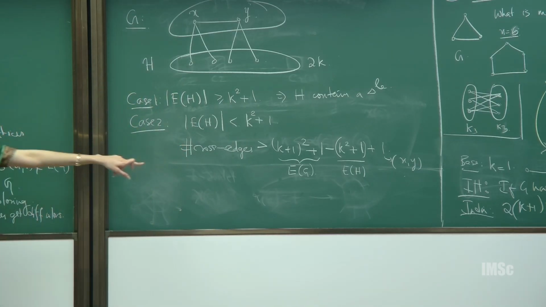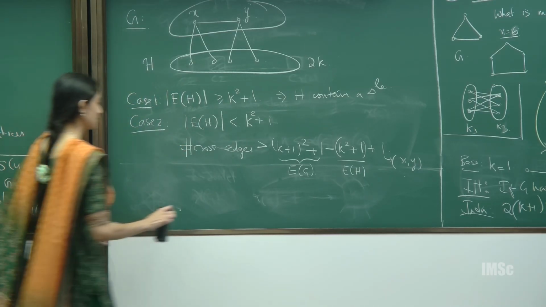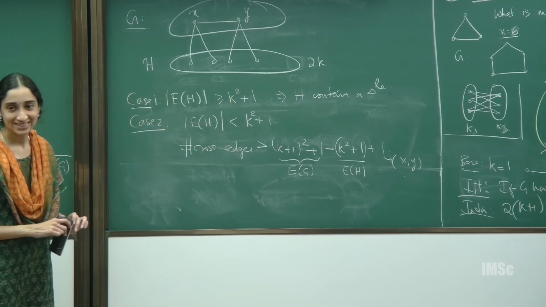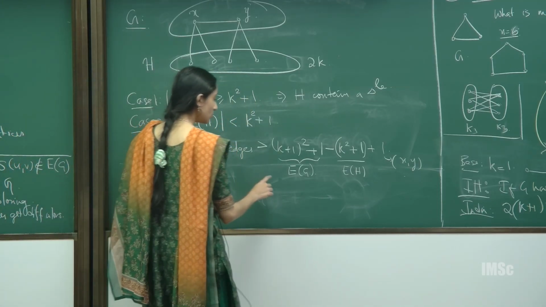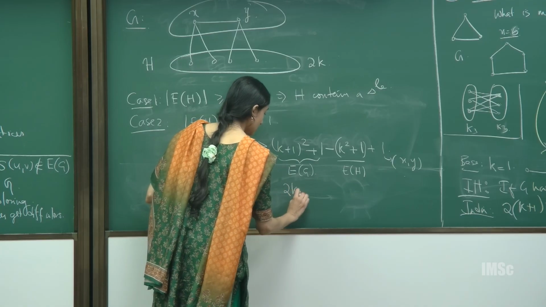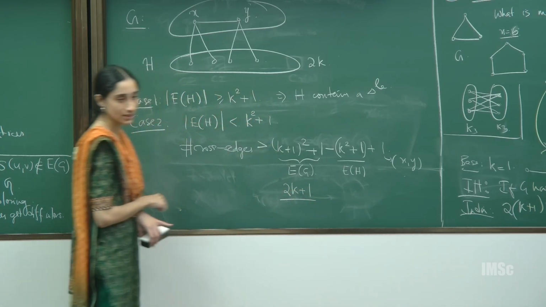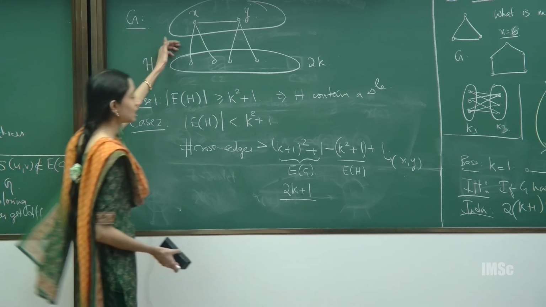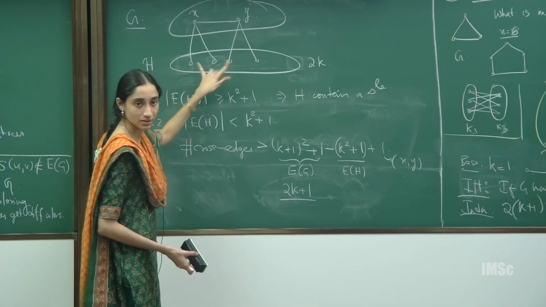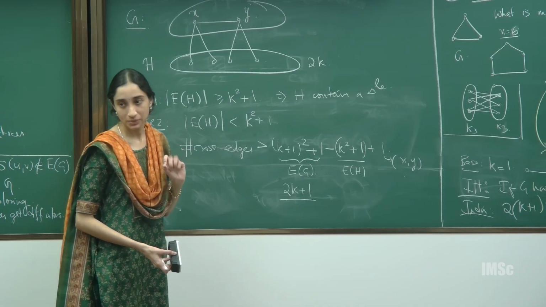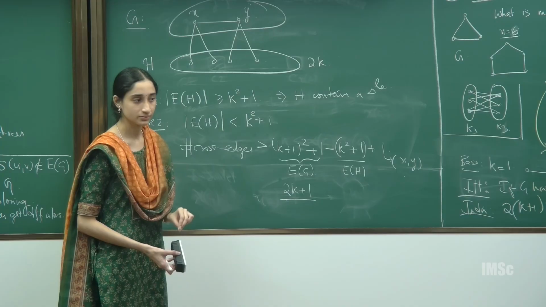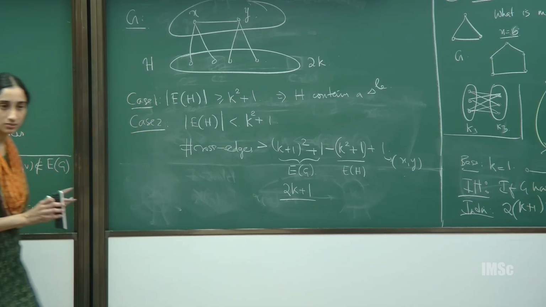So you should do the arithmetic. I mean, there's nothing to solve. This is k square plus 2k plus 1. Right. So what will you get? You will get 2k plus 1 edges. So there are at least 2k plus 1 cross edges, and there are 2k vertices. So what does the pigeonhole principle tell you? There are two edges that go to the same vertex. Is that okay?